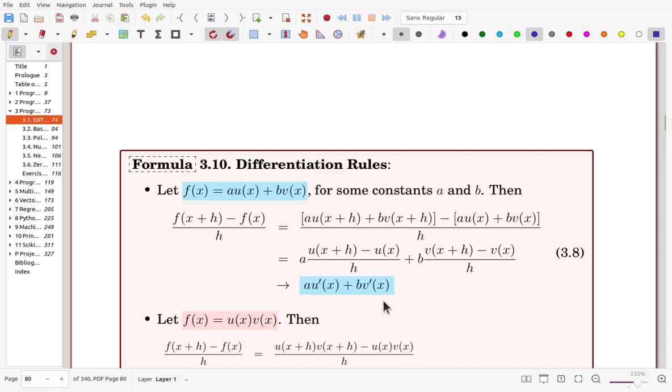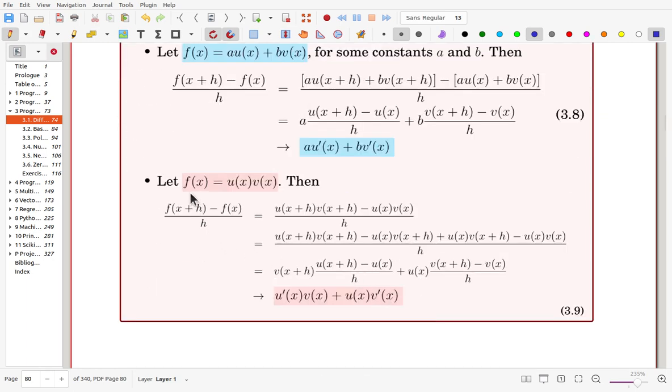So in a sense, here the derivative is a kind of linear operator. If you are in linear algebra, then you can understand this. Of course, later on in chapter 4, we'll deal with linear algebra. Okay.